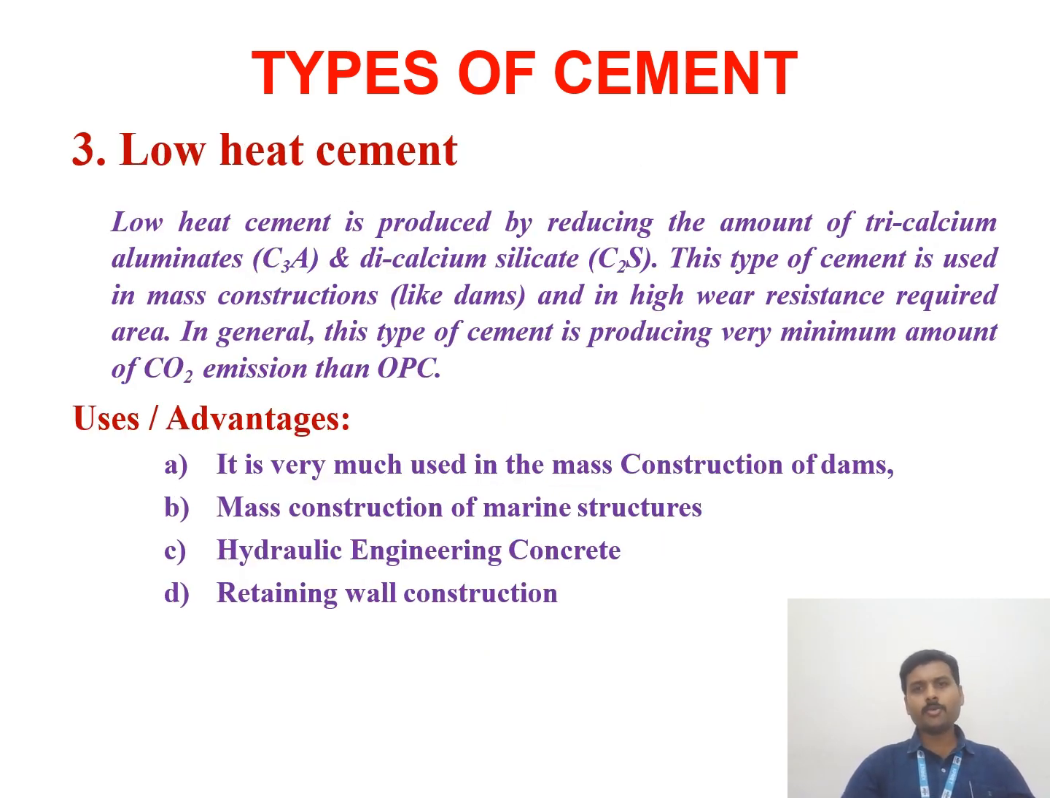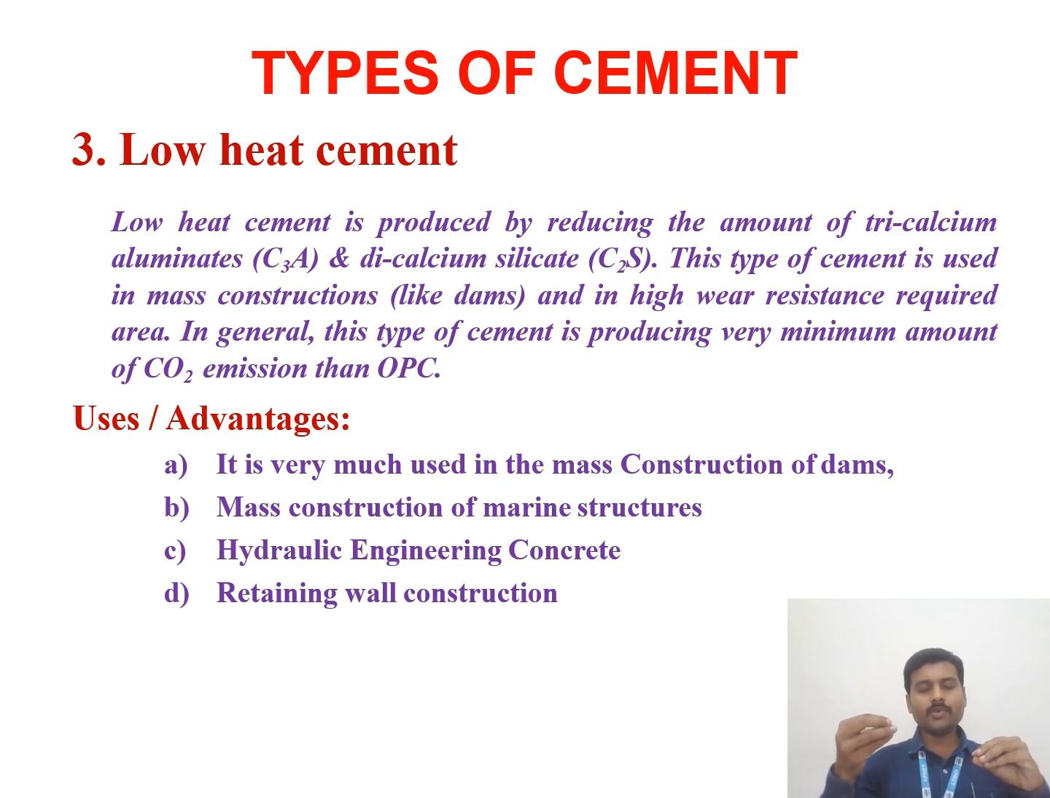Low heat cement is produced by reducing the amount of tricalcium aluminate and dicalcium silicate, and it can be used in mass constructions like dams and where high wear resistance is required. In the dams or such structures, more quantity of cement can be used.